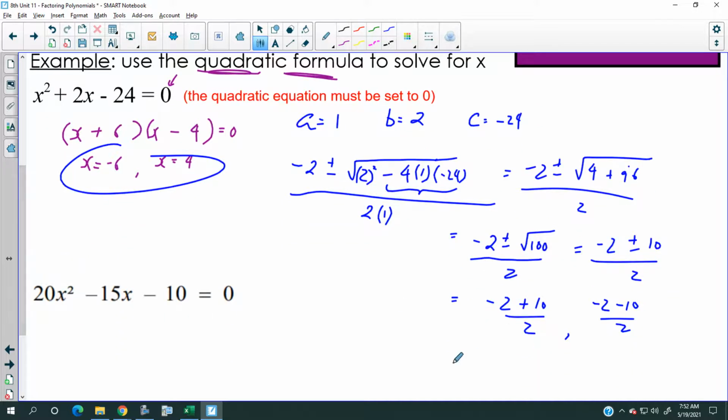Now, if you're doing this at home and you're doing this in your notebook, make sure you leave yourself a lot of space because there's a lot of writing going on here. Now, negative 2 plus 10 is 8. 8 over 2 is 4. Negative 2 minus 10 is negative 12. Over 2 is negative 6. Oh, look. Same answer. See that? Okay.